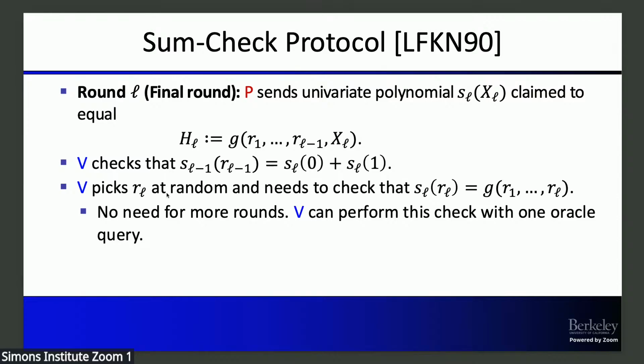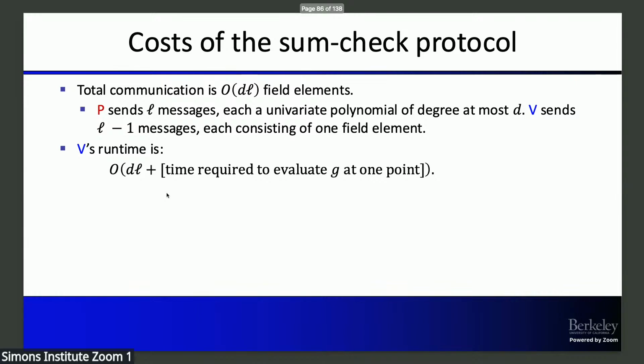And once you pick a random value for every single input variable, you can stop, right? Now, as long as the verifier can evaluate G at a single point, you can check that final round with no more iterations. Yeah. Okay, so that is the sum check protocol, right?